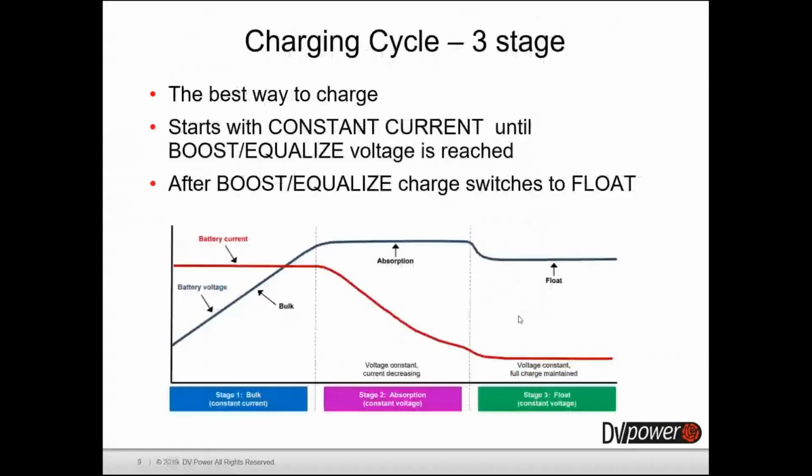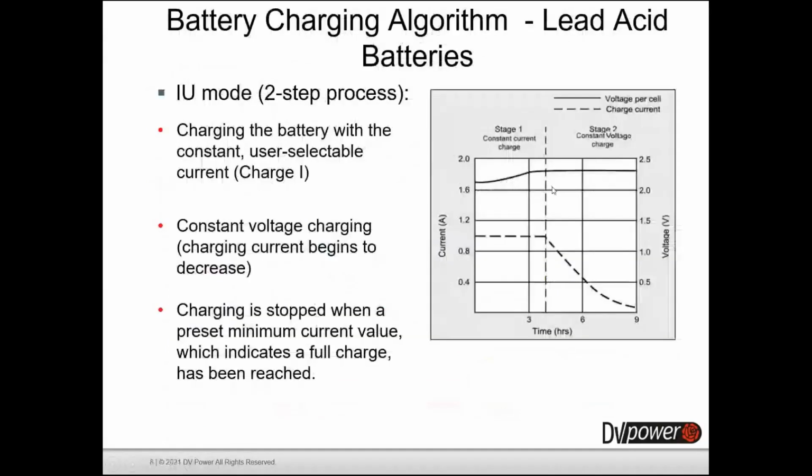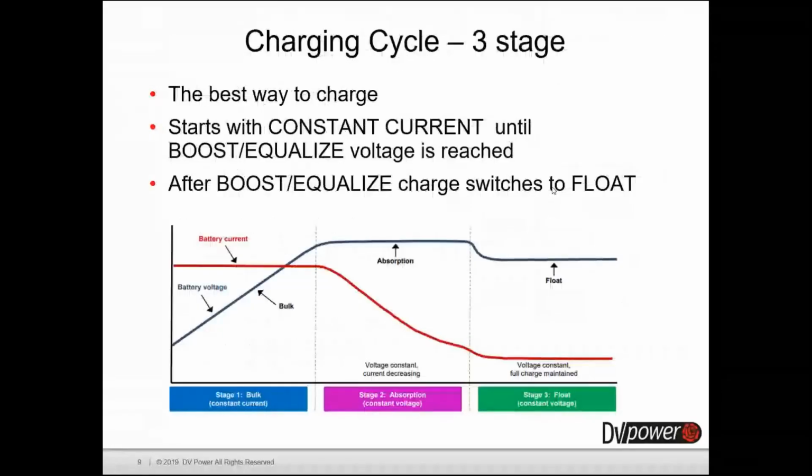Of course, this is a basic method of charging lead-acid batteries, and there are a lot of varieties on this method, and this is one of them. So first two stages are the same. You have a constant current, voltage rises, and then when pre-selected boost voltage or equalize voltage is reached, you can call it whatever you want. Somebody calls it boost voltage, and sometimes they call it equalize voltage, but that's the same thing.